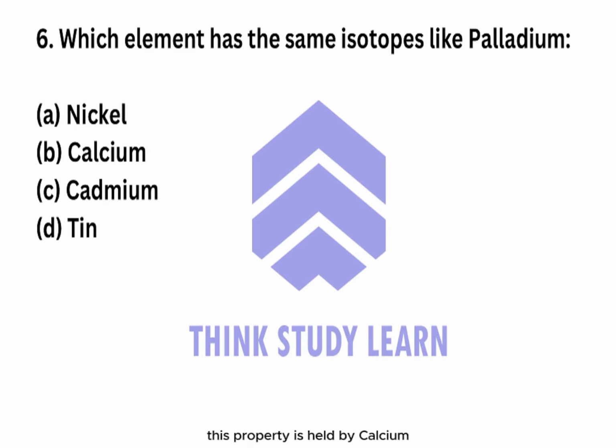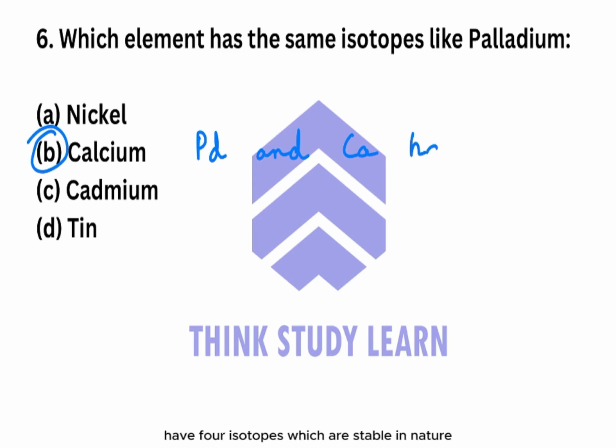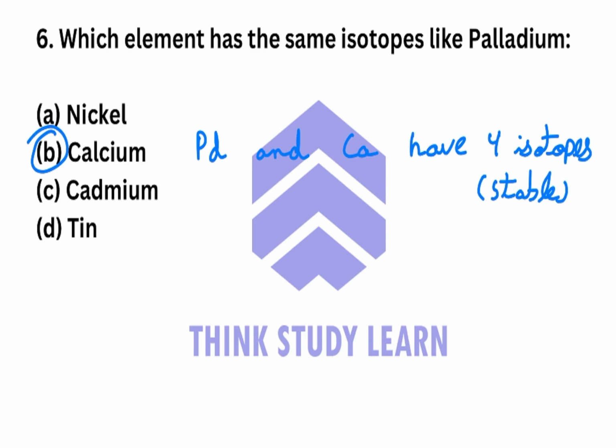In our next question, we are given that which element has the same isotopes like palladium? This property is held by calcium. Both palladium and calcium have 4 isotopes, which are stable in nature.